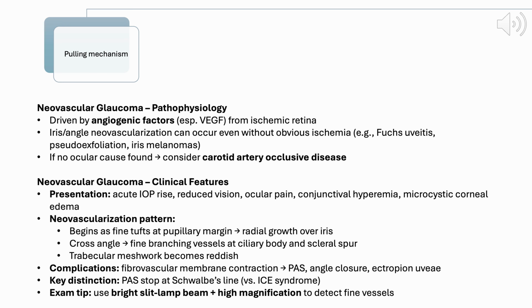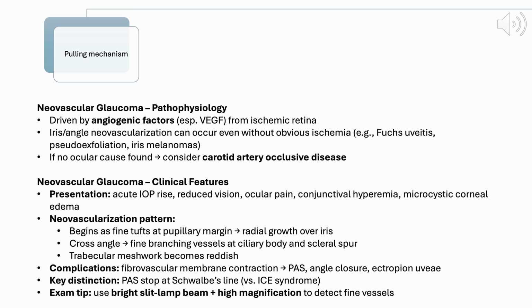Neovascular glaucoma develops as a result of potent angiogenic signals, especially vascular endothelial growth factor released from an ischemic retina. These new vessels can form not only in the setting of clear ischemia, but also in conditions like Fuchs' uveitis, pseudoexfoliation, or even iris melanomas. If no obvious ocular cause is identified, always consider the possibility of carotid artery occlusive disease driving the ischemia.